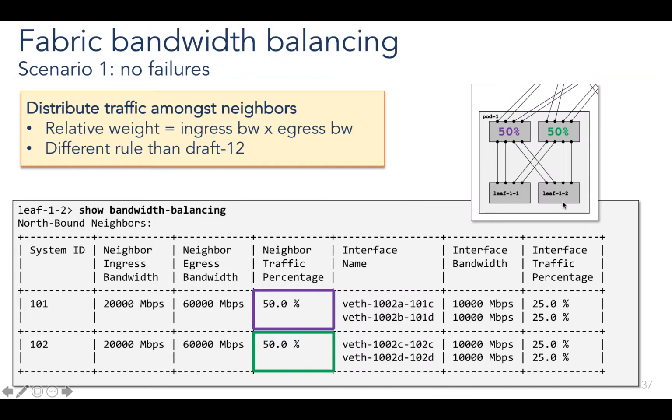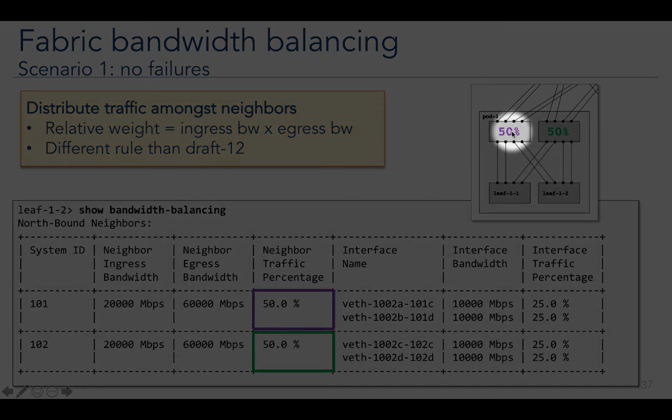RiftPython distributes the traffic amongst the neighbors in a way that is proportional to the product of the ingress bandwidth and the egress bandwidth of each neighbor. So in this particular example, node leaf11 will end up sending half of the traffic, 50%, to node spine11 and the other half to neighbor spine12.